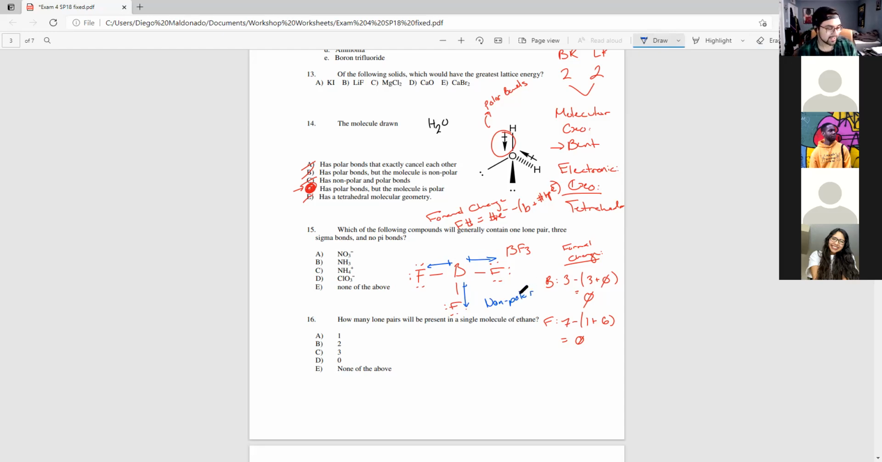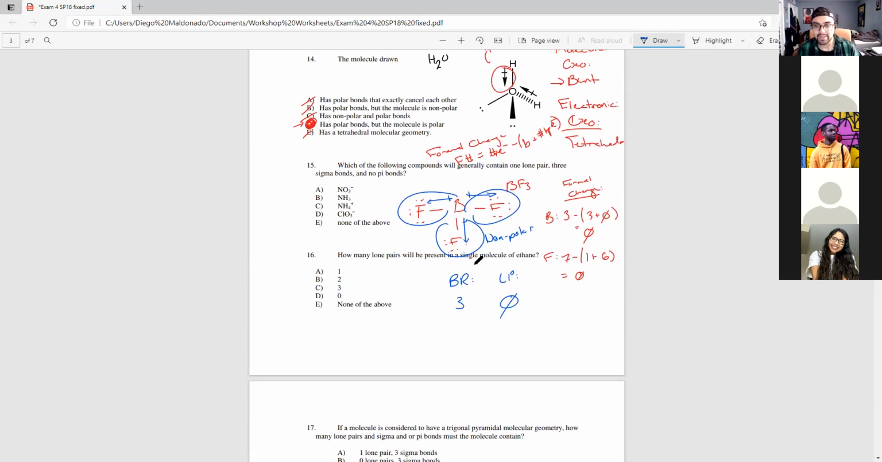And let me explain why. Looking at your little table, how many bonded regions do we have on our central atom? 3. It helps if you circle it. So we have 3 bonded regions. Do we have any lone pairs? No, we don't have any lone pairs.